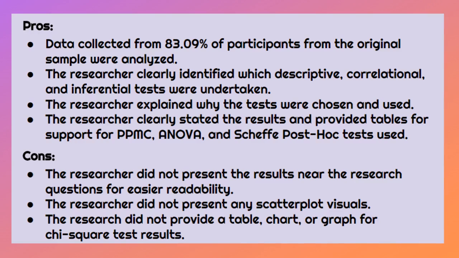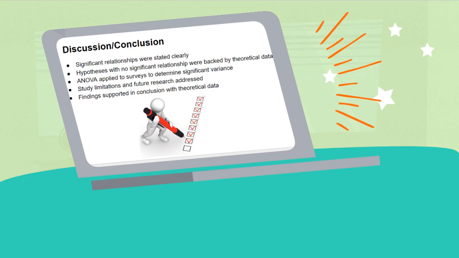Several issues were found with the study as well. For instance, the researcher did not present the results near a research question. The researcher also did not include any scatterplot visuals, especially since this is a correlational study. And last, not all data was presented in the study for the reader. In addition to the researcher's findings, there were several limitations to this study, all of which were discussed in the article and in our critique, which can be found following this presentation.